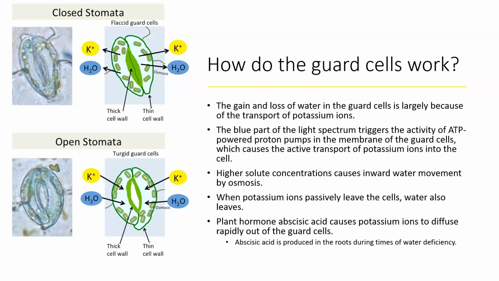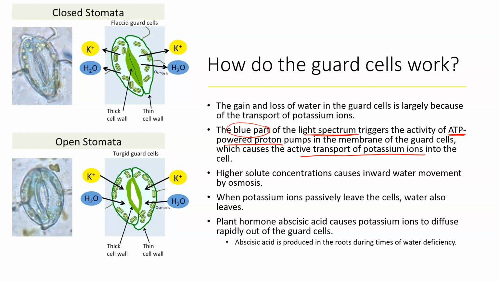The blue part of the light spectrum, remember that the visible light spectrum is ROY G. BIV, and so it contains blue frequencies as well as red frequencies, but the blue part of the light spectrum triggers the activity of an ATP-powered proton pump in the membrane of the guard cells, which causes the active transport of potassium ions into the cell.